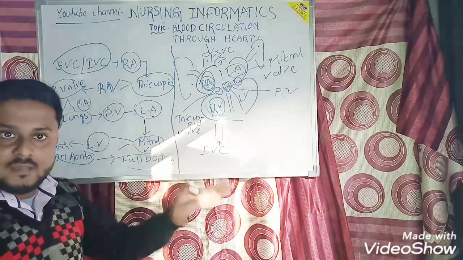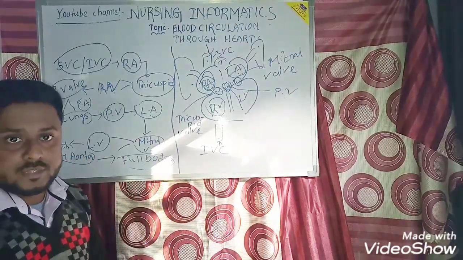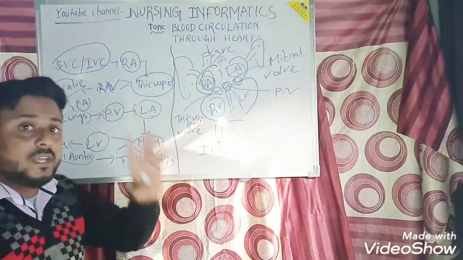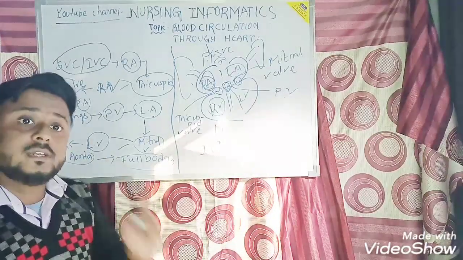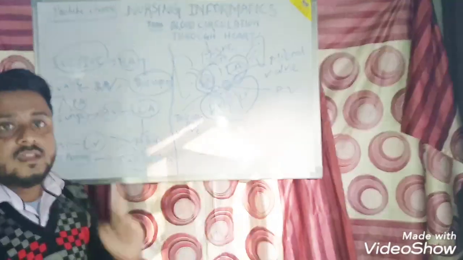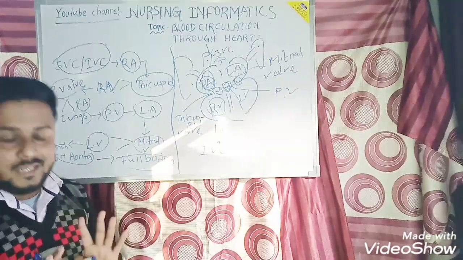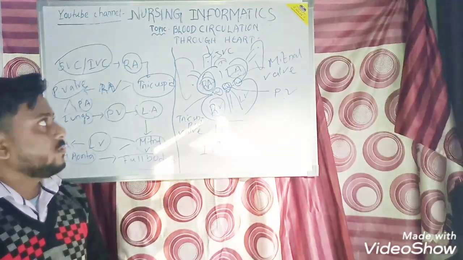For 5 marks, blood circulation through the heart has come, along with 2 major MCQs. First one: the pulmonary artery carries deoxygenated blood. Remember. Second one: the pulmonary vein carries oxygenated blood, and the heart contains a total of 4 chambers. This is enough for blood circulation through the heart.